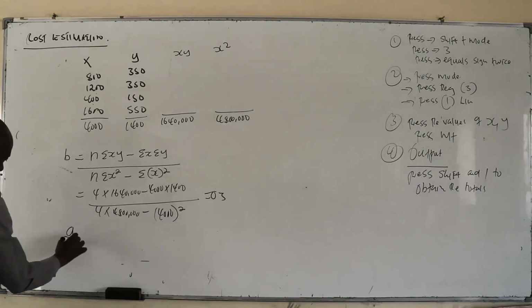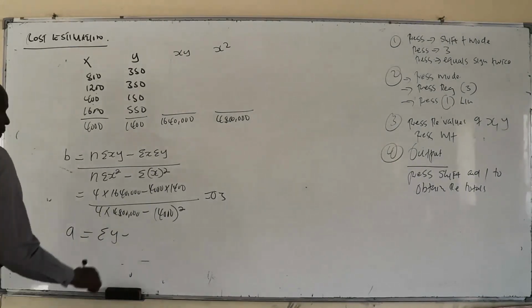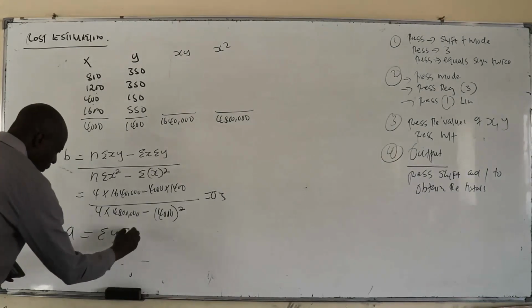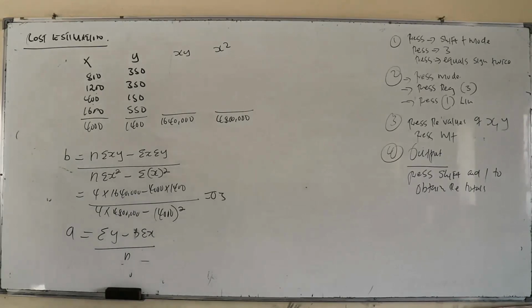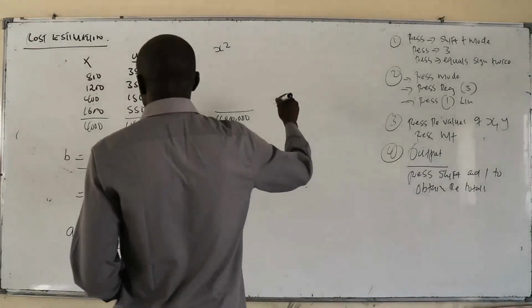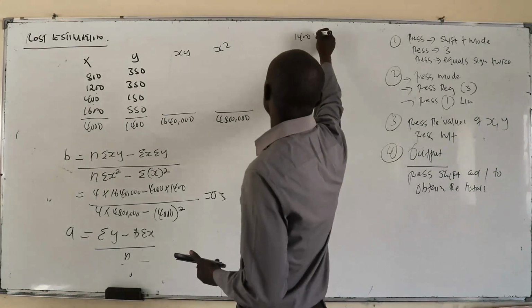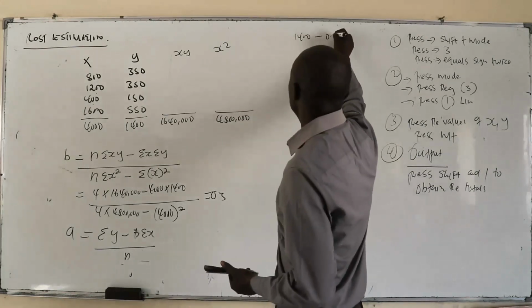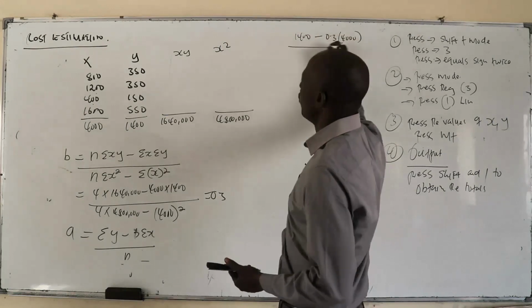You come here and write the formula of A, which is summation Y, minus B summation X, over N. That is the formula. You need to master that formula. Okay? So now we have summation Y, which is 1,400, minus B, which is 0.3, times summation X, which is 4,000, over N, which is 4.